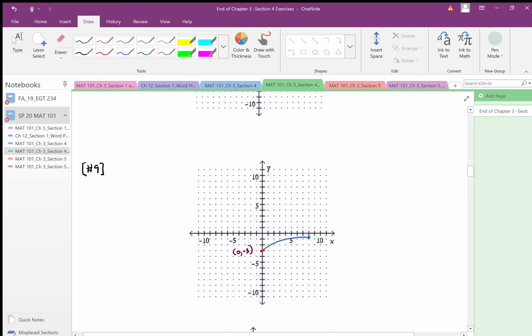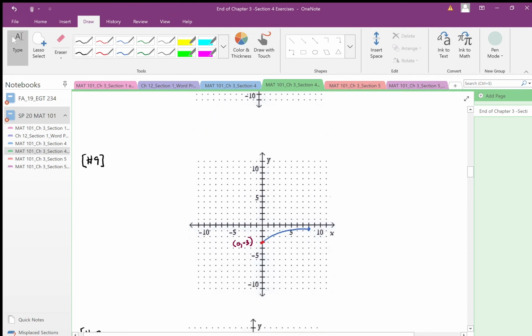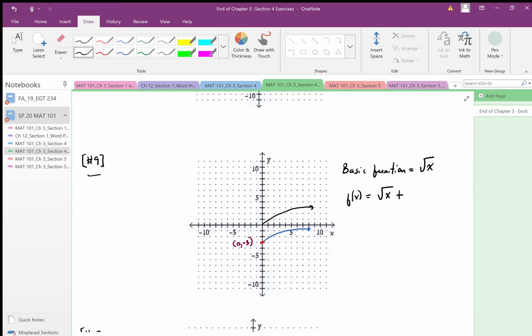Let's go to number 9 here. Our basic function really is going to be the square root of x. In this case, the function typically will be f of x. Since it moved down by 3 units vertically, it's going to be f of x equals the square root of x minus 3, because it moved down. Okay, this is your answer right here.